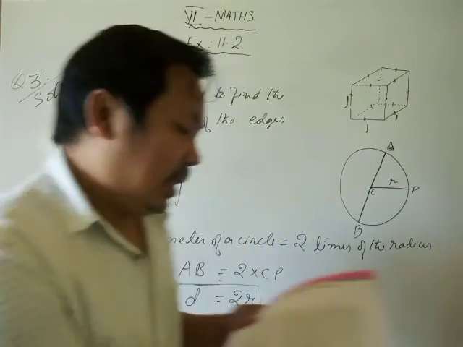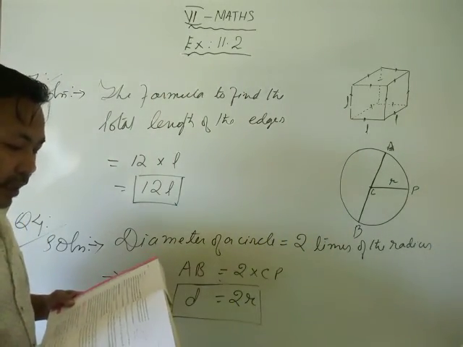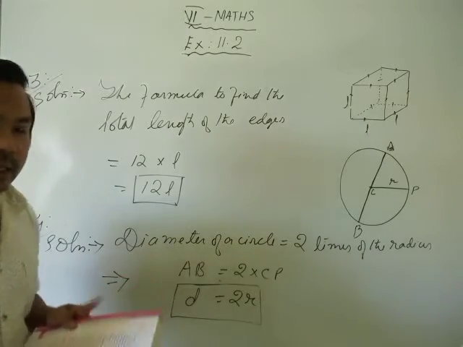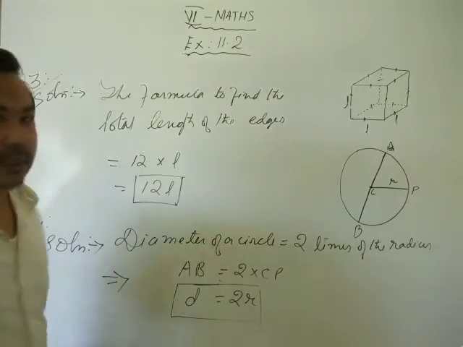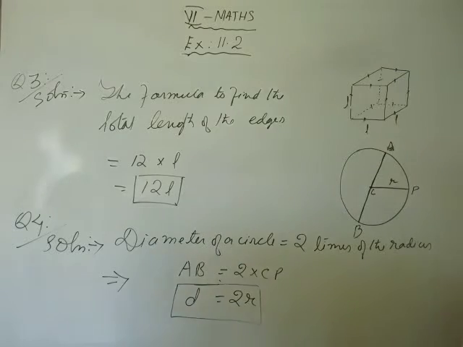So this is what the question is asking here. Express the diameter of the circle in terms of its radius. That means D will be 2 times the radius. Okay. Next question, let us see.